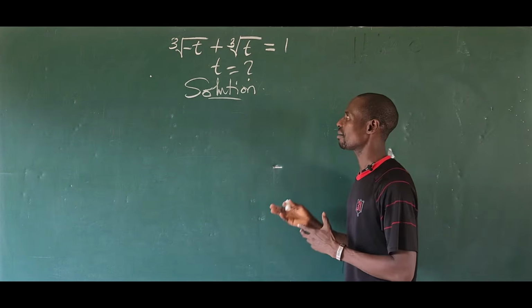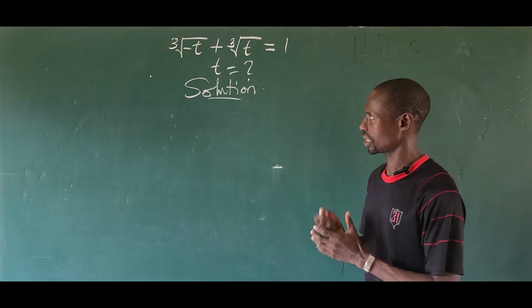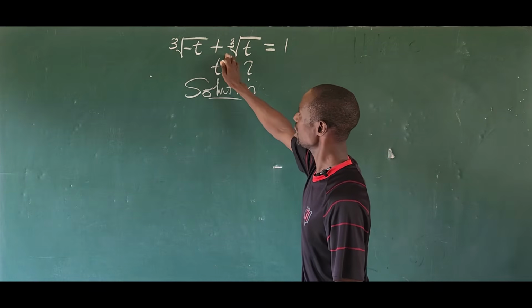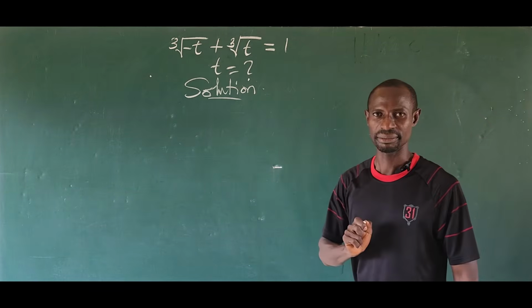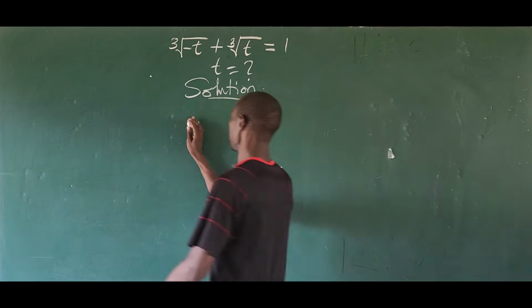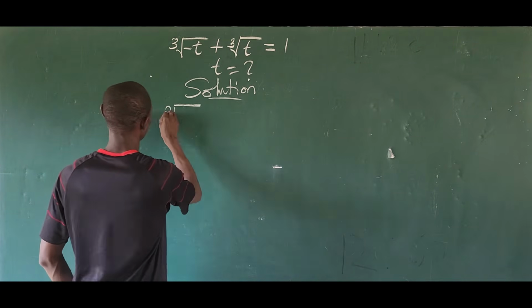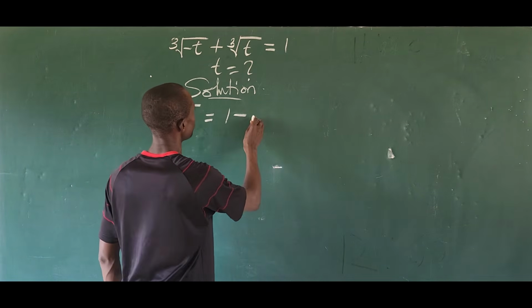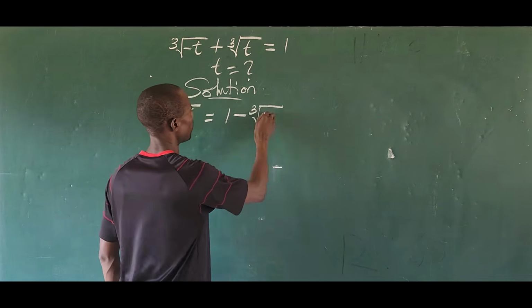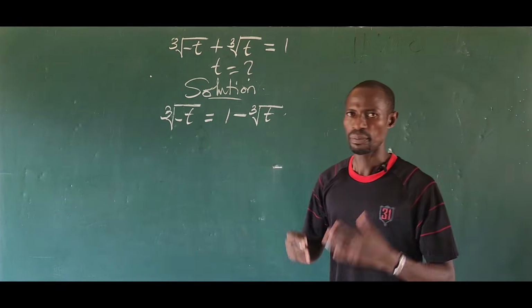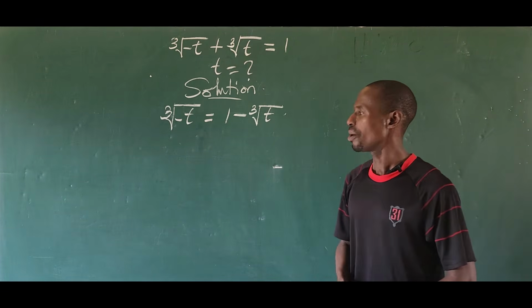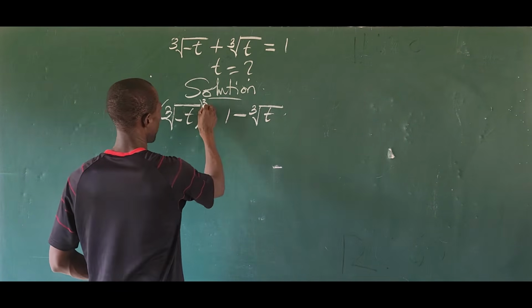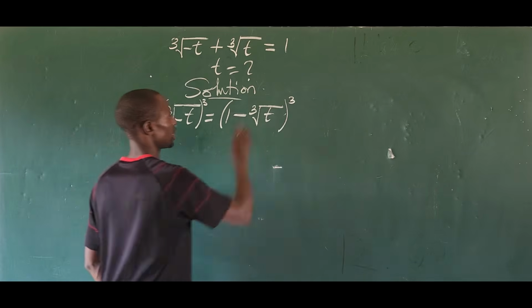All right. Now, what we do here at first, look at this challenge. I want to move this quantity to this side of the equation. So this is going to give us the cube root of minus t is equal to 1 minus the cube root of t. Good. Now, because this is a cube root radical, we want to take the cube of both sides of the equation. All right, so we have here to the power of 3, we equally do the same to this other side.